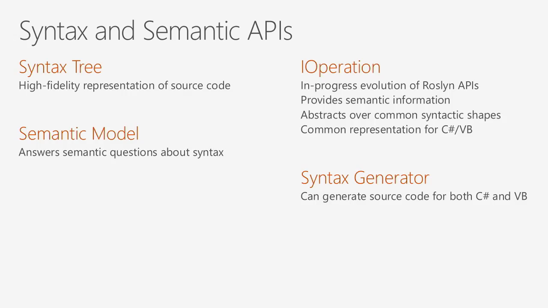And so that's why the natural progression of our API is to now include something called IOperation. IOperation provides this extra layer of abstraction over the semantic model and syntax tree. So it provides more semantic information over the syntax tree. And actually, it's so abstract that not only does it go over shapes within a language, it goes across languages. So you can write a single analyzer in IOperation for C#, and it will automatically work for Visual Basic.